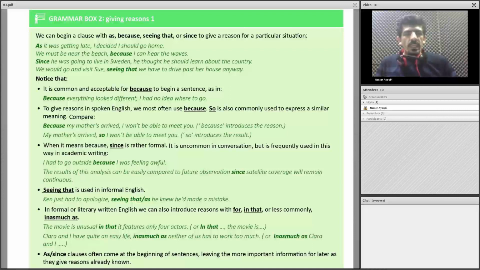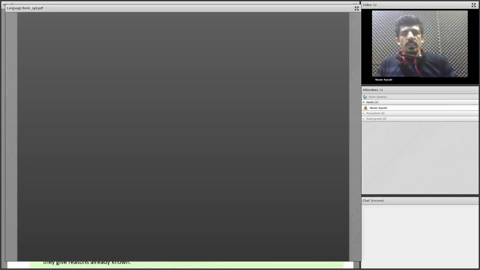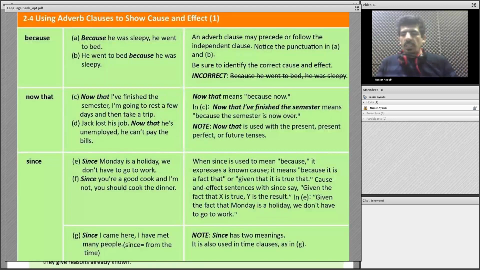I suggest we go to the language bank and start talking about the grammar. Then we will get back to the main part and give more examples. So, on page 43, we've got the table entitled Using Adverb Clauses to Show Cause and Effect 1. Well, because.